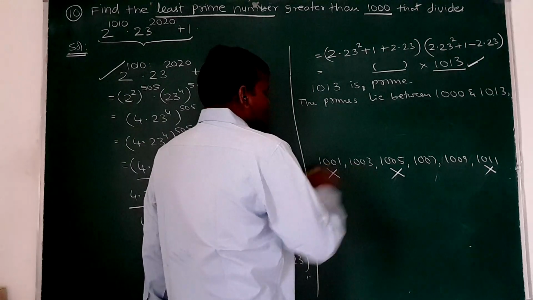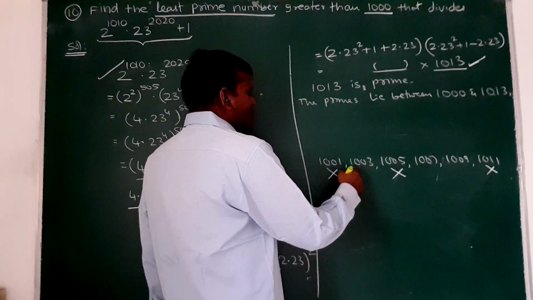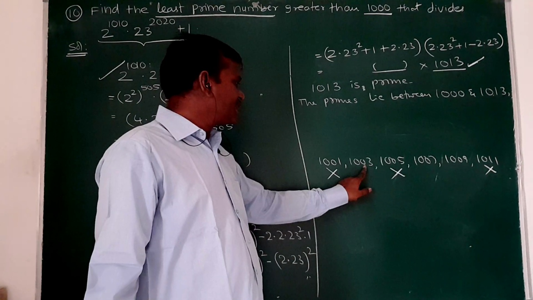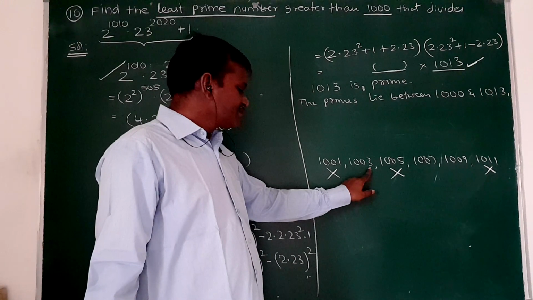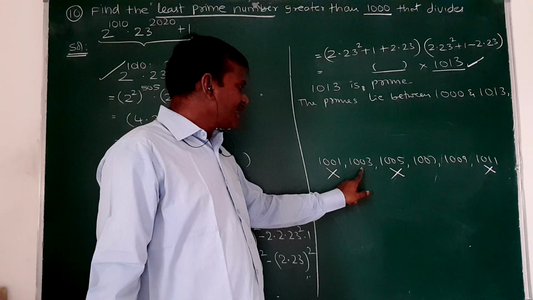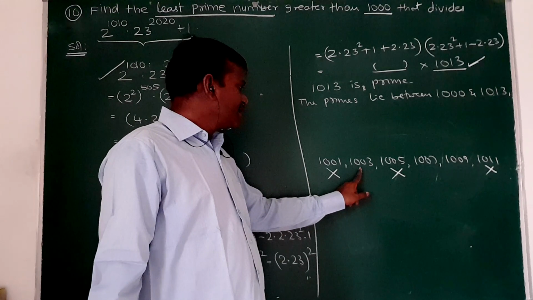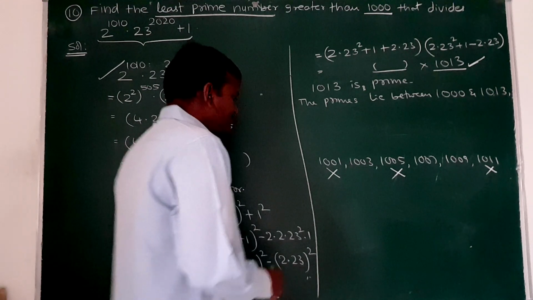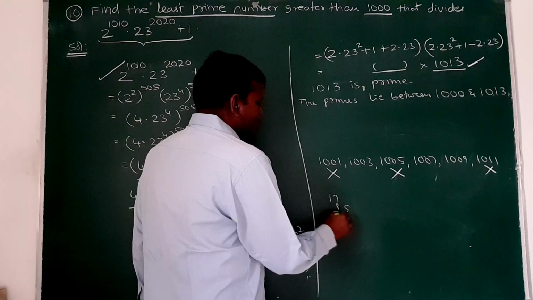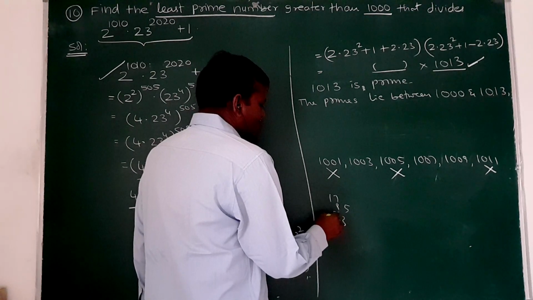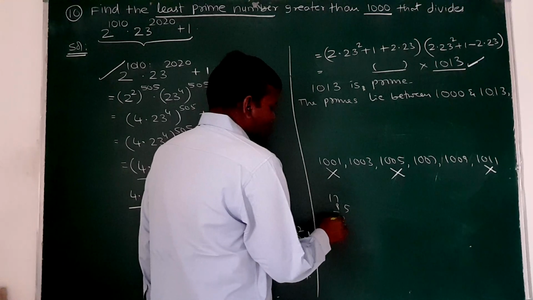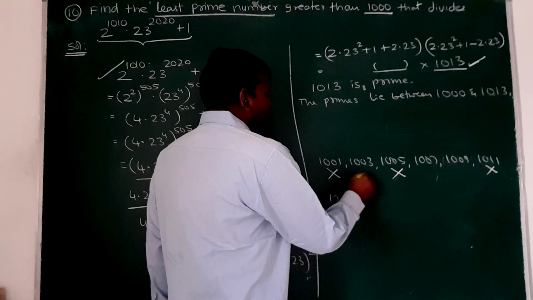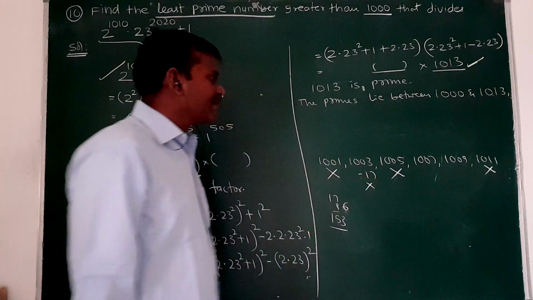Then 1003. Which table will go here? Check it. 7 table: 7 times 143 is 1001, 1003 not possible here. Then 11 table, 99, not possible. 17 table: 5 17s are 85, 153. 17 times 59 is 1003, so it will be divisible by 17. So this is also not a prime number.